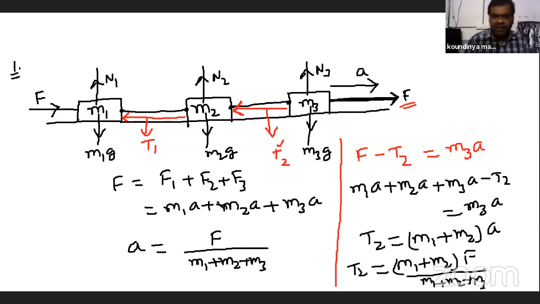Now see here, I am applying force F towards the right. T1 and T2 are acting towards the left. That means how much force is acting towards the right, that much force must act in the opposite direction. Then only the entire system will be in equilibrium, right?